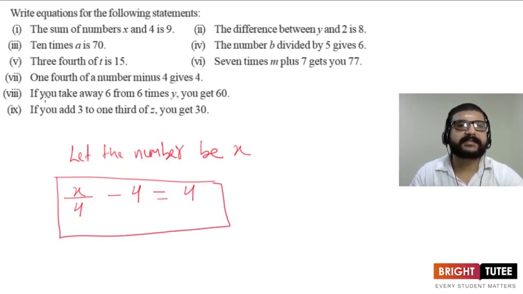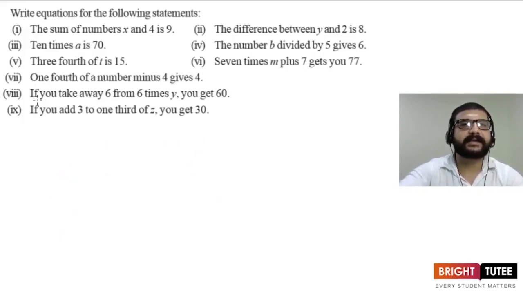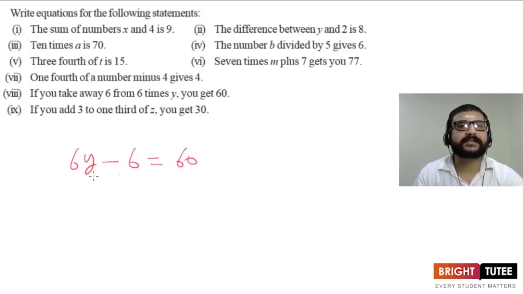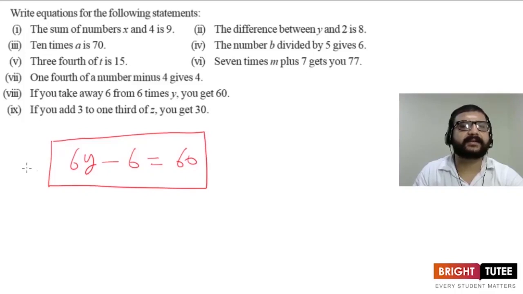Now let's consider the next statement. The eighth statement here is, if you take away 6 from 6 times y, you get 60. That is, first we have 6 times y and that will be 6y. Now we have to take away 6 from it, as it is written here. If you take away 6 from 6 times y, so that is 6y minus 6, and it is given, you get 60. So this will be equal to 60. So here is the equation representing the eighth statement given here.